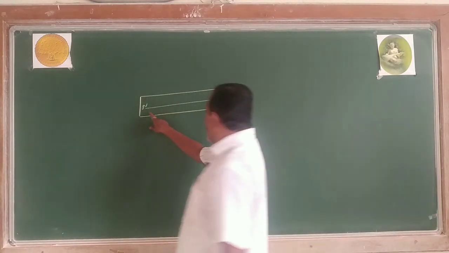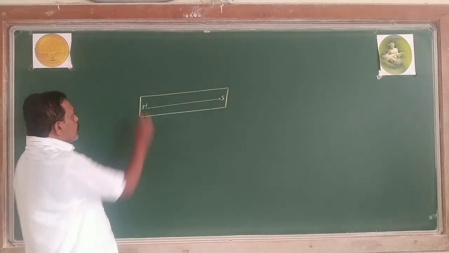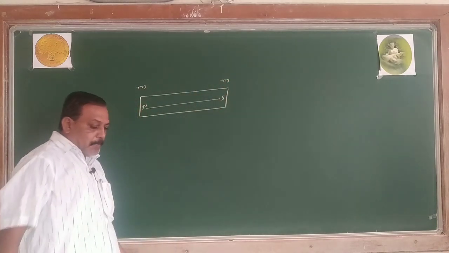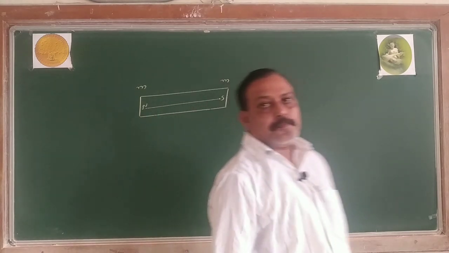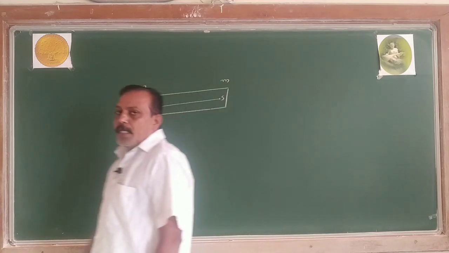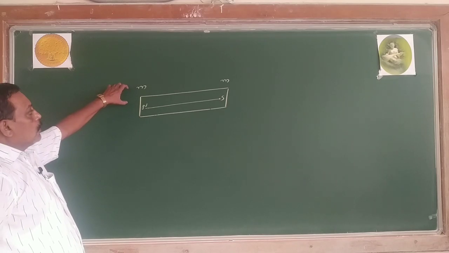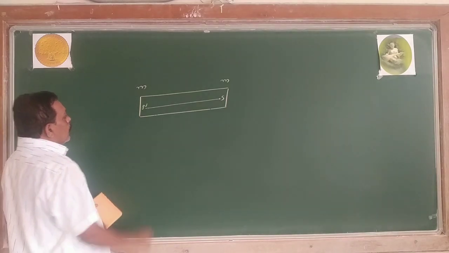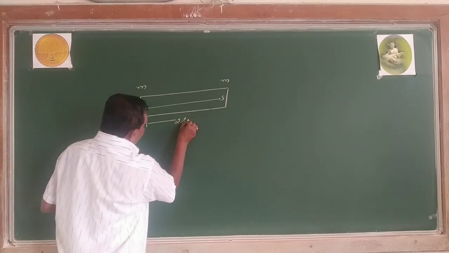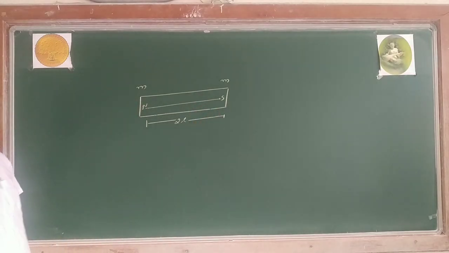Each pole has its own strength, and that strength is called pole strength. The pole strength is represented by small m. The two poles have the same pole strength, but opposite in nature. There is a separation distance between the two poles of the magnet. That length is called 2L, the magnetic length. This is the center O.